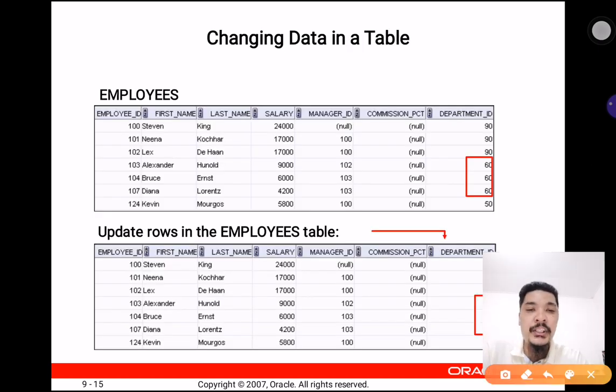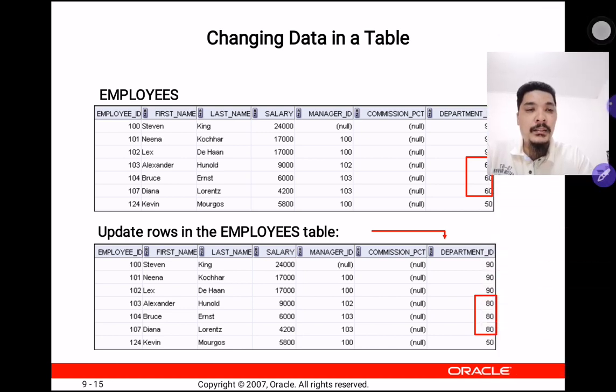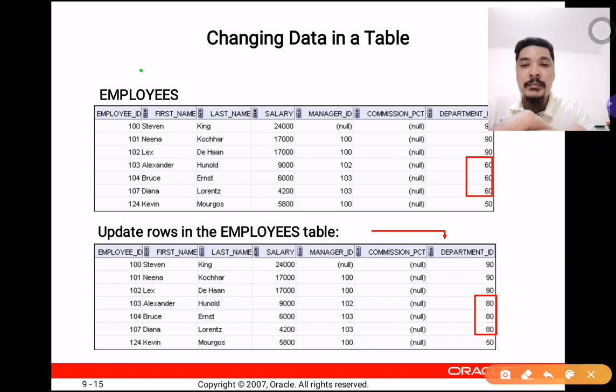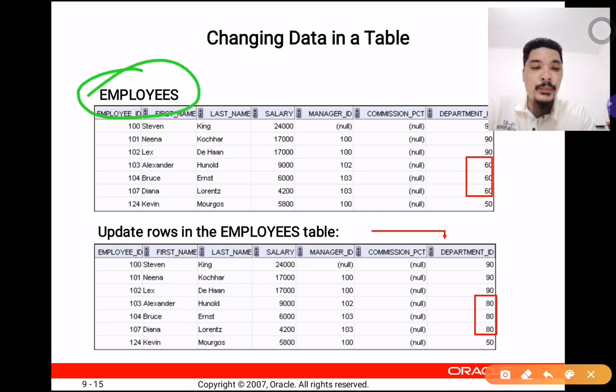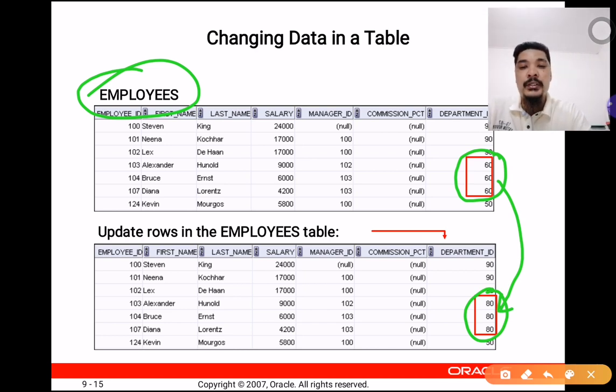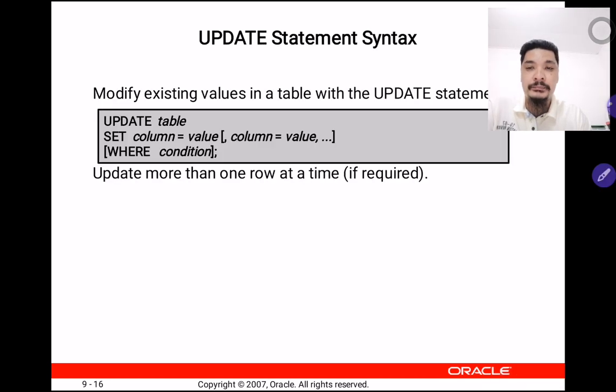Now we can change data in the tables. For example, here we have the employees table, right? We want to change this value, 60, into 80. So we can change the data in the tables, and this is what we call updating a row. Before this we used insert. Now we use update.